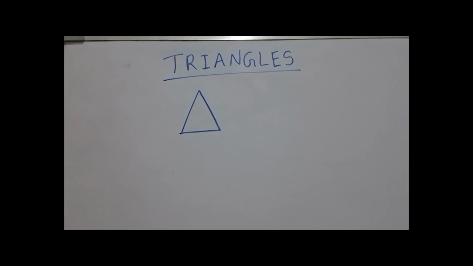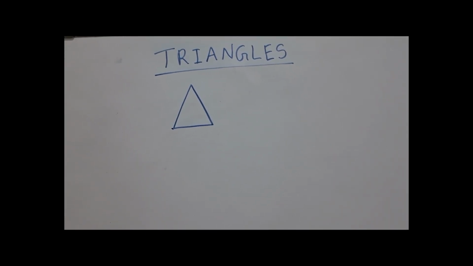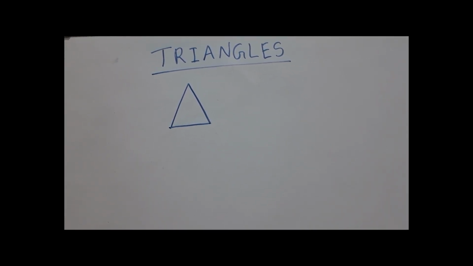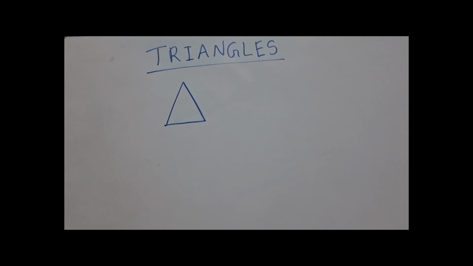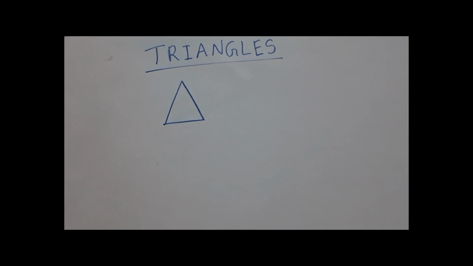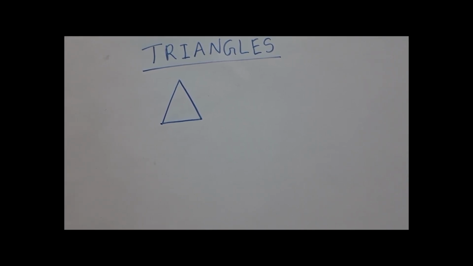Hello children. In the previous class we have seen what polygons are. A simple closed figure made up of line segments only is called a polygon. Minimum 3 line segments are required to form a polygon. And a polygon which is made by 3 line segments is called a triangle.